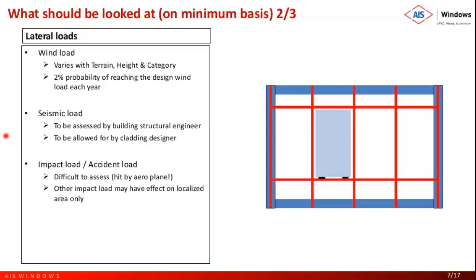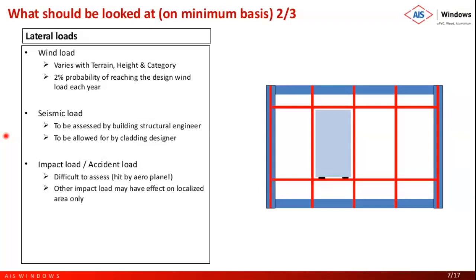Now some of the tender specifications specify that the facade should be designed to resist the seismic load. No facade can resist a seismic load. Seismic loads are very high. So none of the facades can actually resist seismic load. Then what can a facade do? A facade can accommodate the movement generated by seismic load in the facade system itself, if that is known.